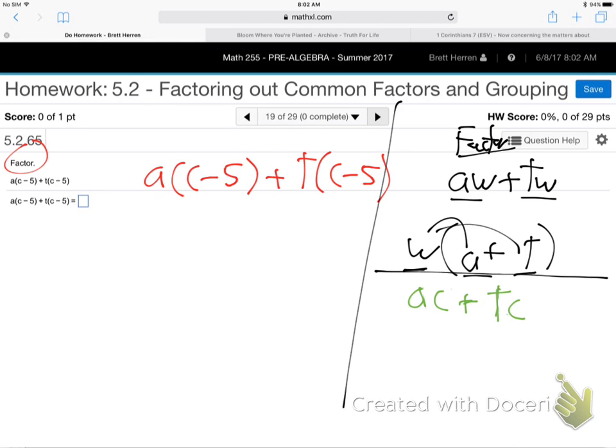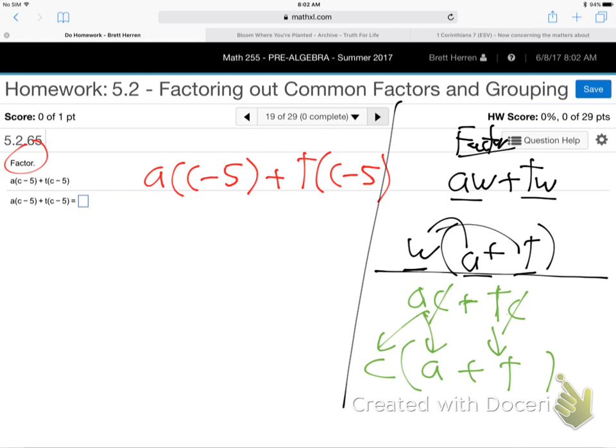AC plus TC. Yeah, well, and it asks you to factor. What would you put in the front? What do they both have in common, right? They both have a C. What goes on the inside? A plus T. Because in a sense, you're removing the common part, putting it in the front, and that just leaves the A and the T.